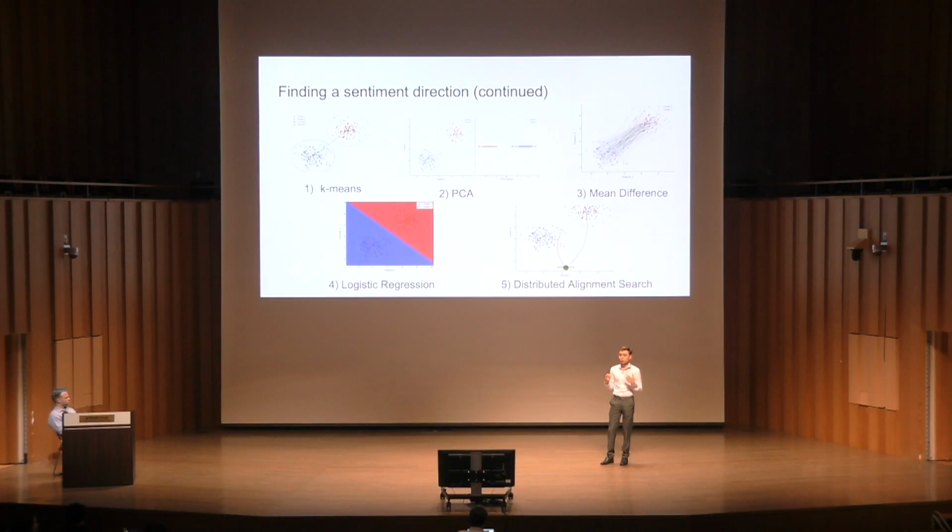And the question now is, can we really convince ourselves that we found what we think we found, that we found a single direction, a linear representation of sentiment within a language model?